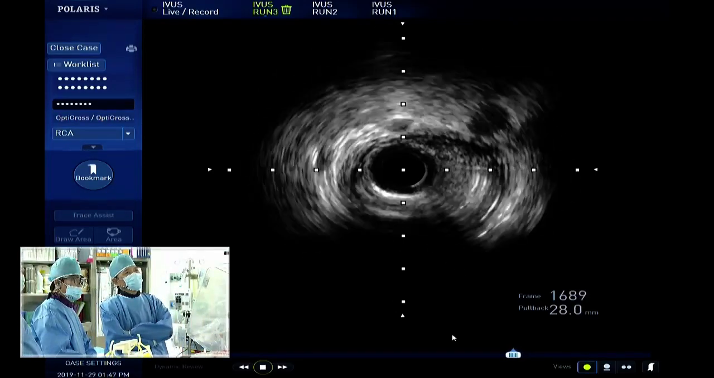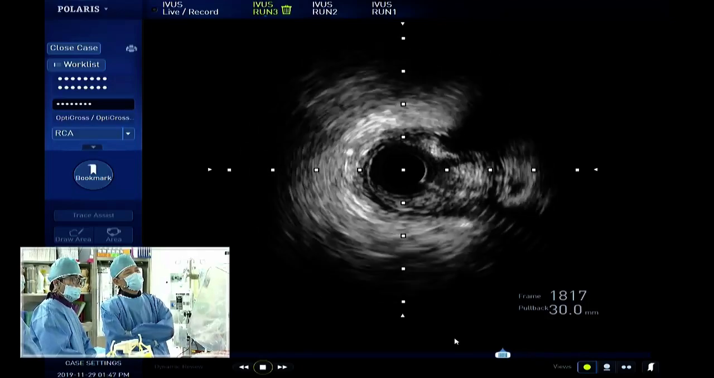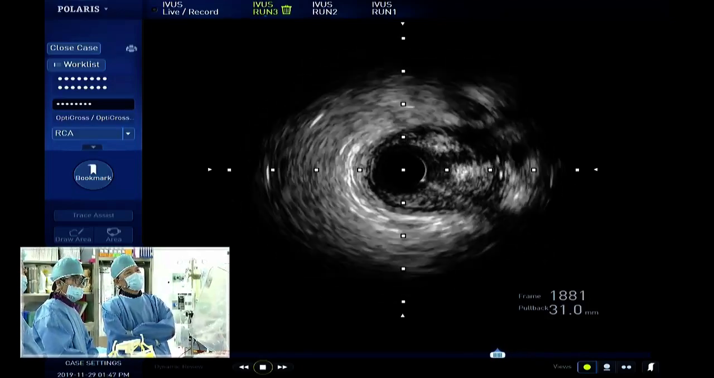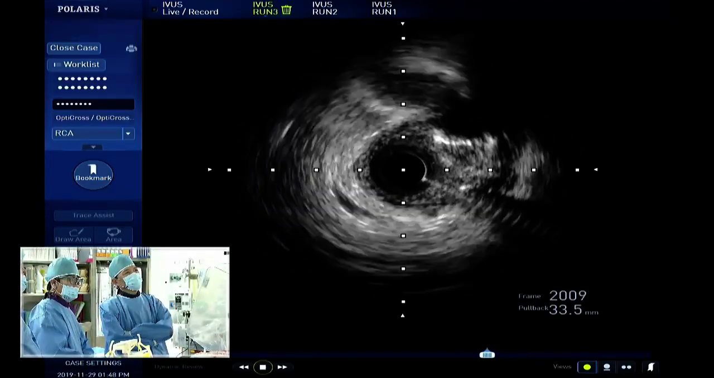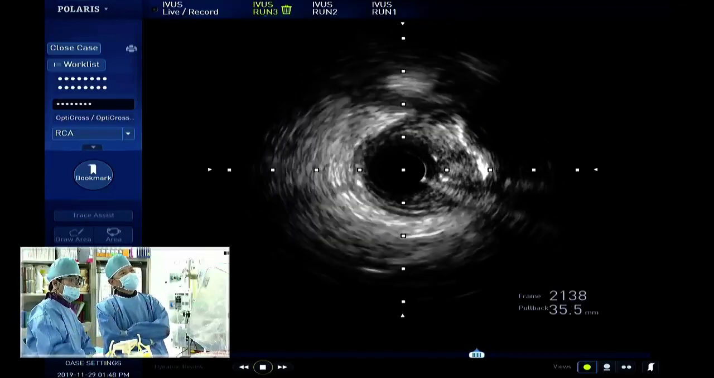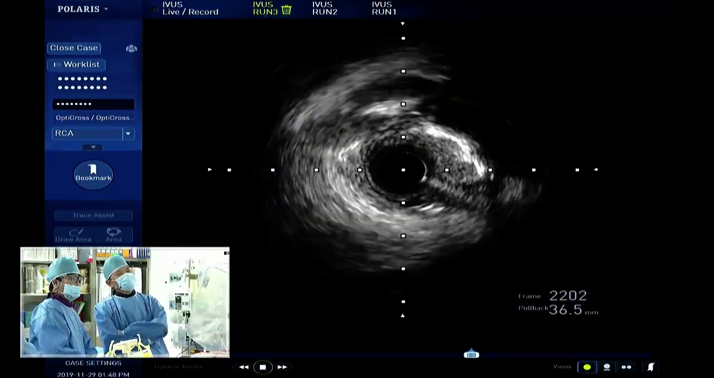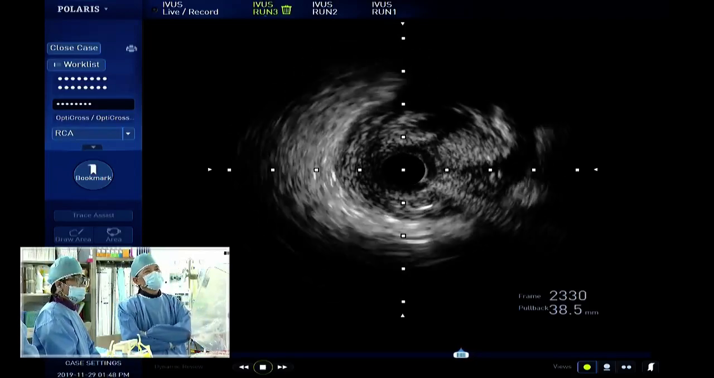This is a distal part. Very diffuse the disease, yeah. So the wire position is all in the intimal space. You see? Yes.